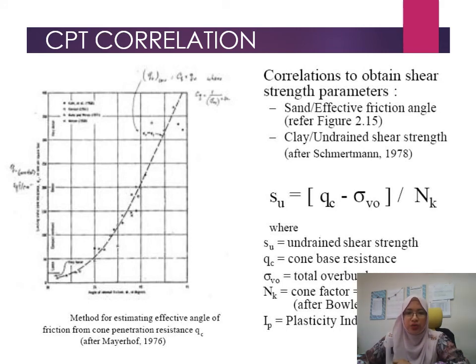So you can use this formula, where qc is the cone-based resistance, and sigma vo is the total overburden pressure, over Nk, which is the cone factor. Or you can also estimate the angle of friction by using the given graph.